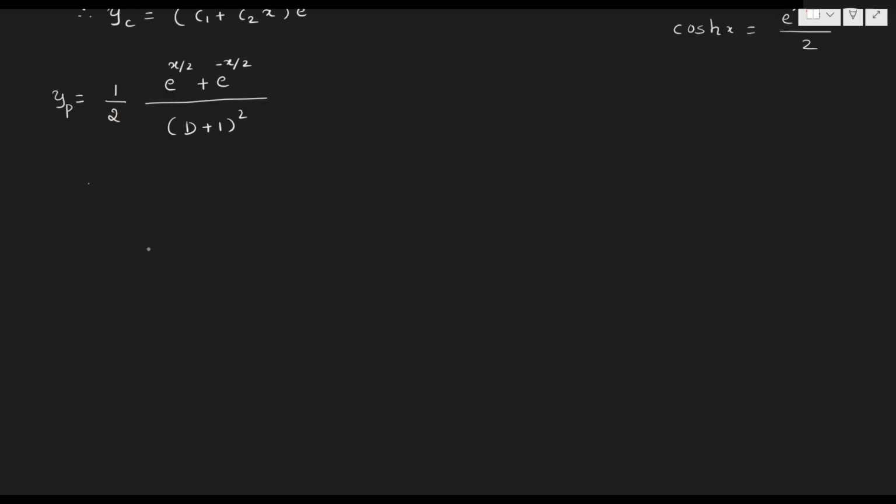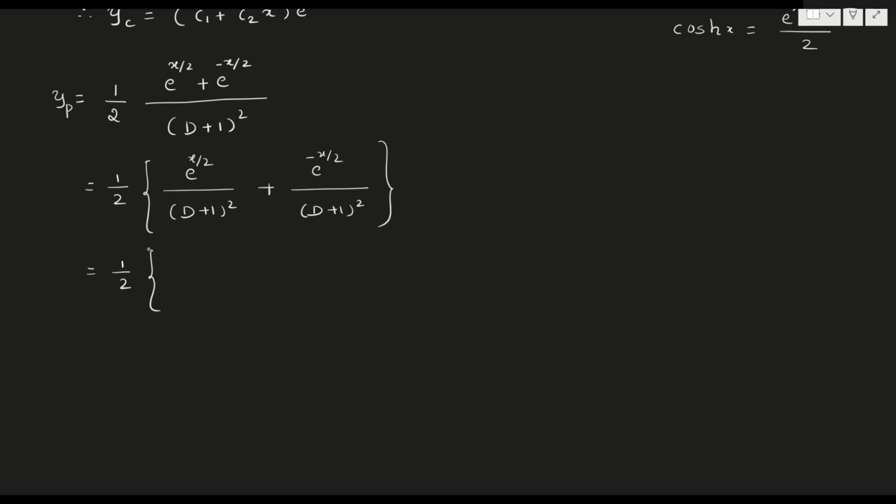Now yp is equal to, keep this 1 by 2 as it is. Here in the numerator I have two exponential functions and a common denominator. I will write it as e raised to x by 2 divided by (D plus 1) whole square, plus e raised to minus x by 2 divided by (D plus 1) whole square. Now it is of the form e raised to ax by f of D. Once the function is of this form, the next procedure is we need to substitute a in place of D.